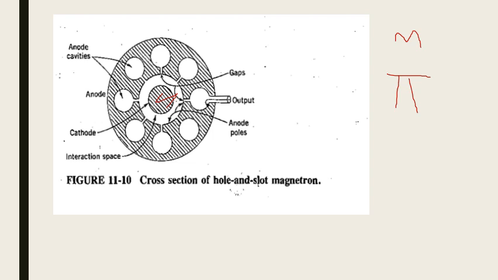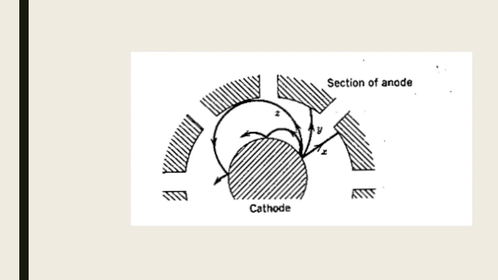Now we start with how a magnetron works. A magnetron works as a cross field tube, so an electric field and a magnetic field both have to be there. First we need to understand how a magnetic field acts on an electron flow. Suppose a magnetic field is present in the anode cavity. For example, these things shown in yellow are all anode cavities, and this is the cathode. Suppose the electrons are going to come out from there.